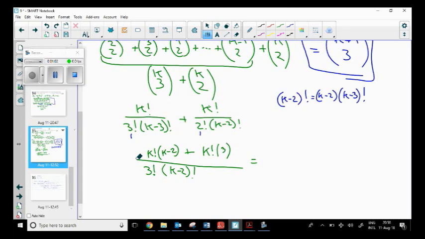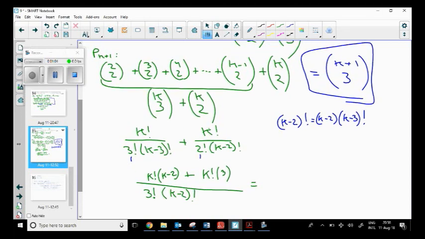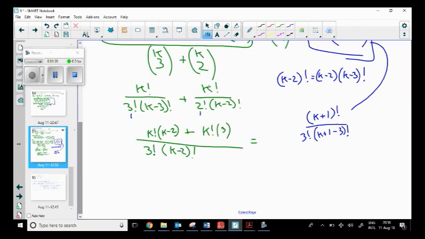This might be a good time to notice that since I've rewritten these factorials on the left into the choose notation, I might want to rewrite this guy into that notation as well. So I'm now looking for (k plus 1) factorial over 3 factorial times (k plus 1 minus 3) factorial. And look at that, the denominators match already, so I just need to show that the numerators are in fact the same, and I'm good to go. So that's why I write the target down.